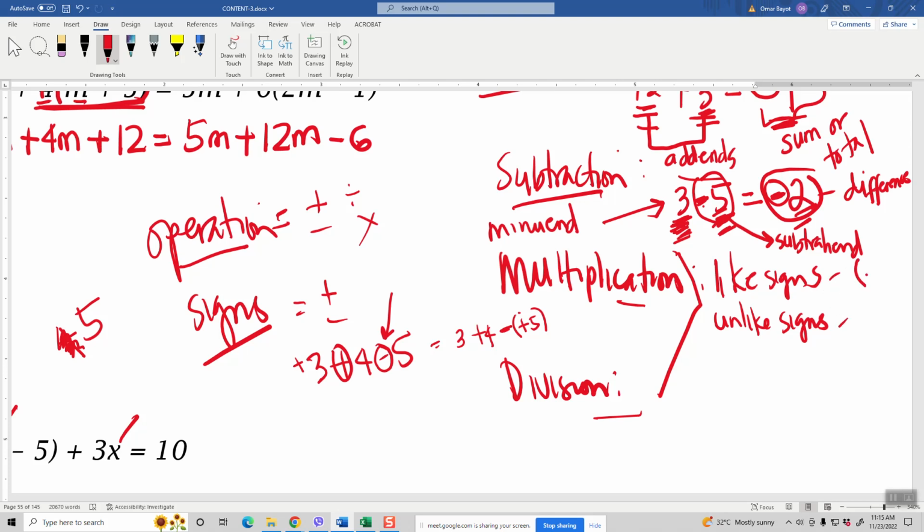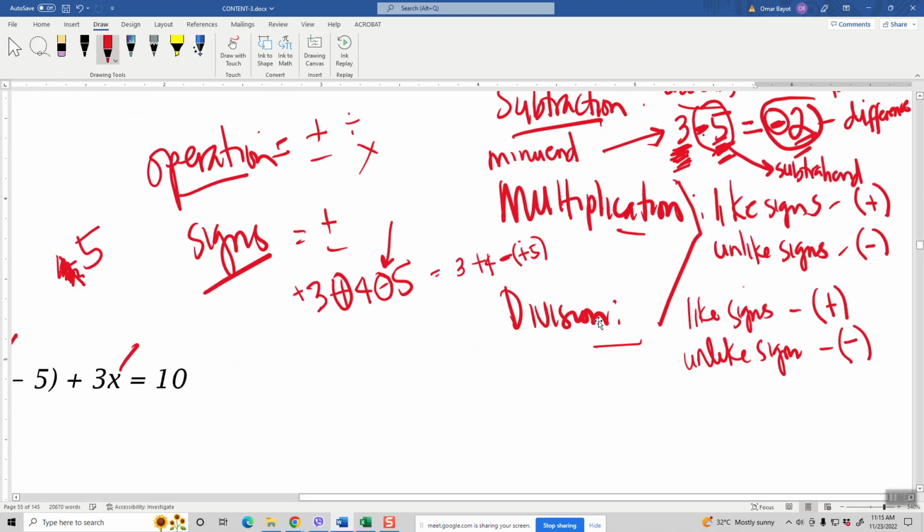Now, with regards also to multiplication, like I said, there are two rules to be observed. For like signs, you will end up with a product of positive, if unlike signs, negative. The same is true with division. Parehas lang, no? So, for like signs, you will end up with a quotient of positive. With unlike signs, you will end up with a quotient of negative. Okay?